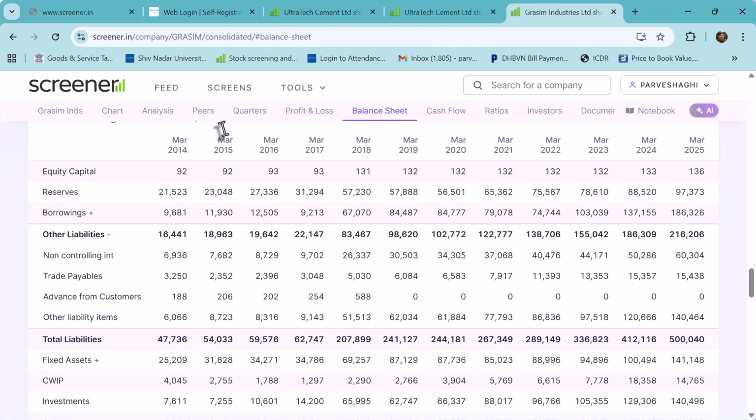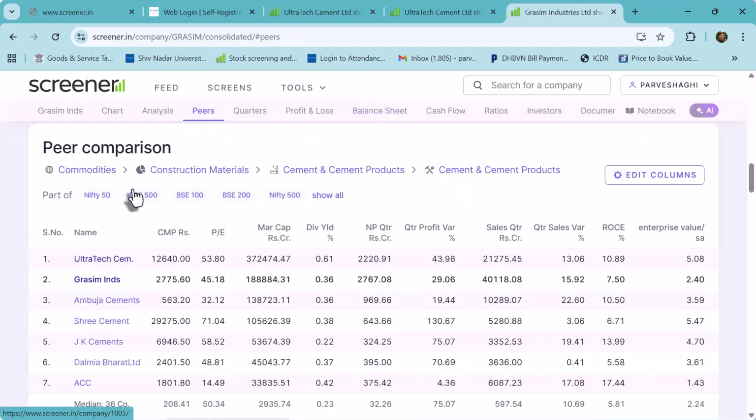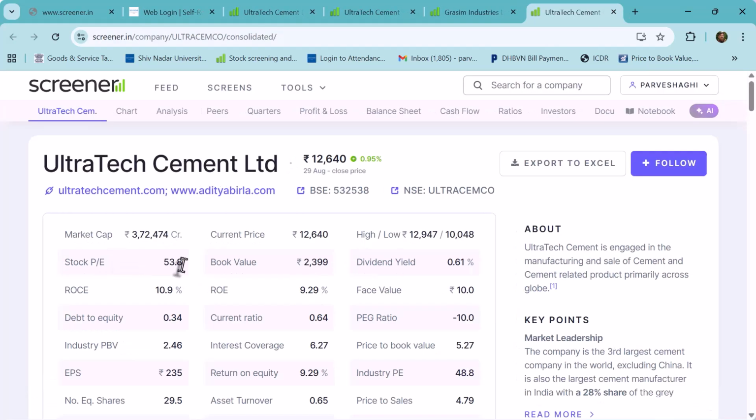So now we go to the peer and go to Ultratech. So what is Ultratech's PE? 53.8. Okay. Now I told you that the PE ratio is basically a ratio where the numerator is the market price per share or the market cap, divided by the denominator, which is either earning per share or the net income after adjusting for the minority interest. Is that clear?